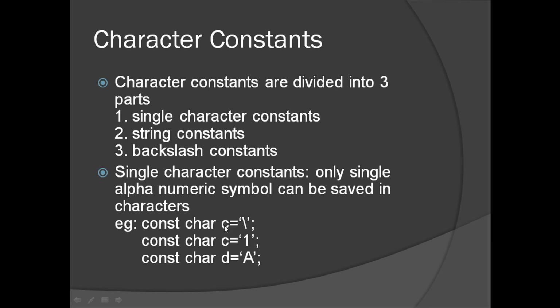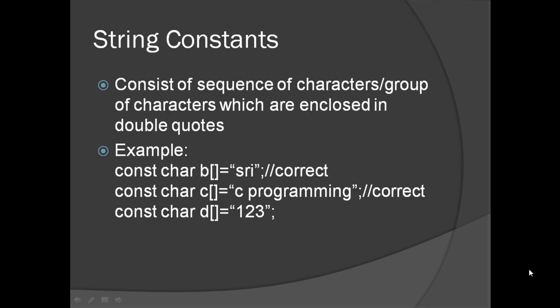Const char c is equal to, in single quotes I have stored backslash. Const char c is equal to, in single quotes I have stored digit 1. Const char d is equal to, in single quotes I have stored capital A. So these are some examples of single character constants. The format specifier for character is %c.